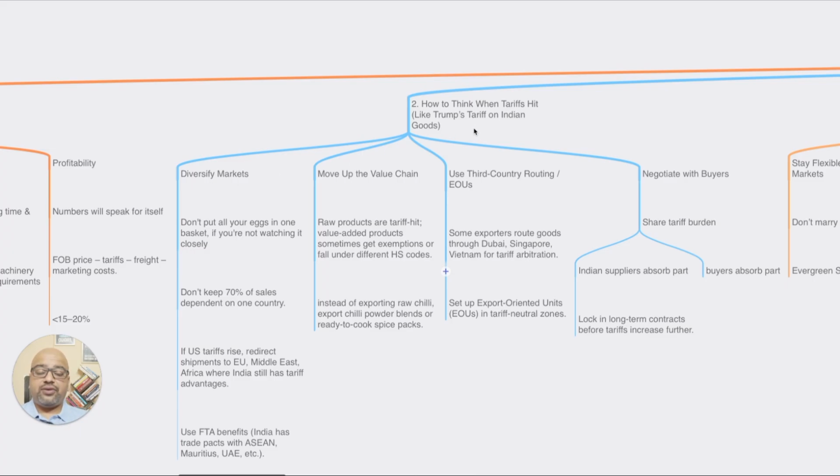Currently, the geopolitical situation, because of Trump, we have a lot of issues. Even H1B visas, all of these sorts of visas are getting affected, right?